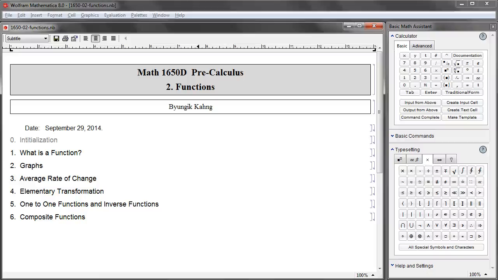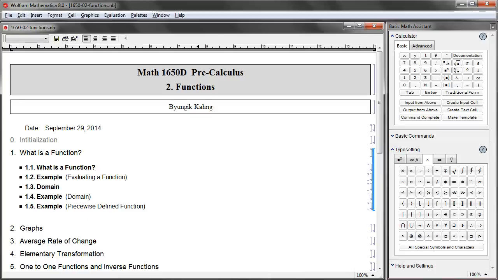Now let's resume chapter 2. We pretty much covered 2.1 and 2.2. What is a function? We discussed it. Some terminologies like domain, range, and target, we discussed those. Examples, we had some examples including piecewise defined functions.